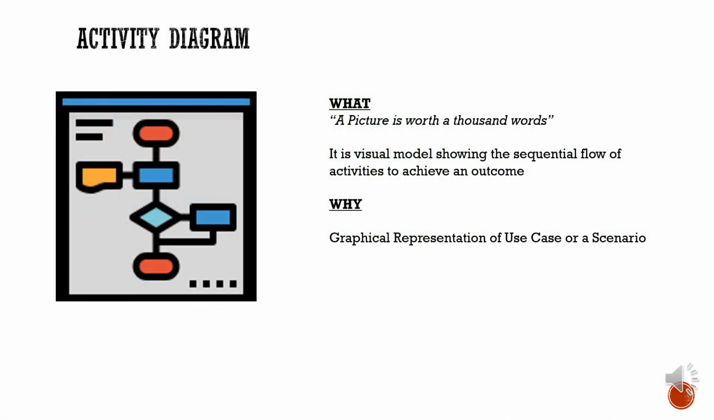As the name suggests, an activity diagram is a type of diagram. You may have heard, a picture is worth 1,000 words. An activity diagram is a type of UML diagram and is a visual model showing the sequential flow of activities to achieve an outcome. It is usually used as a graphical representation for a specific use case or a scenario. It can also be a supporting document for a user story if being used in the agile context.